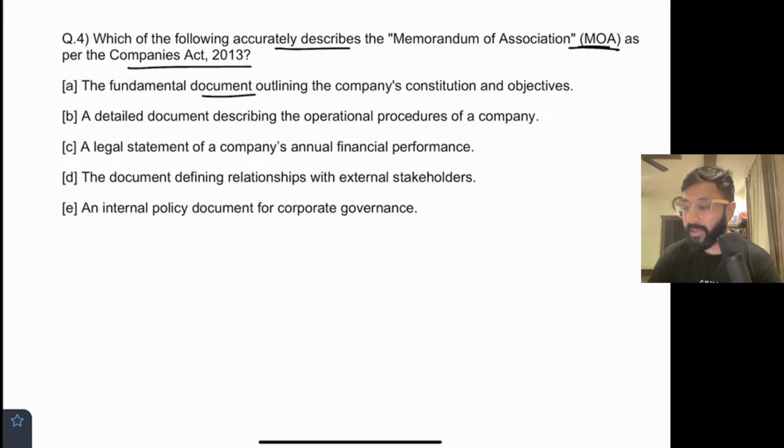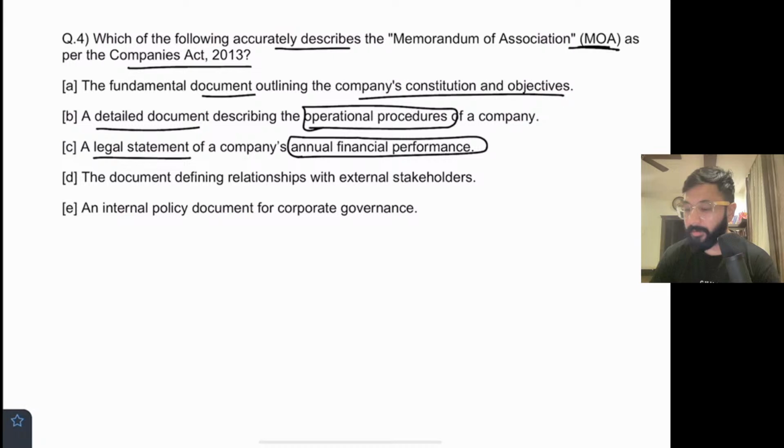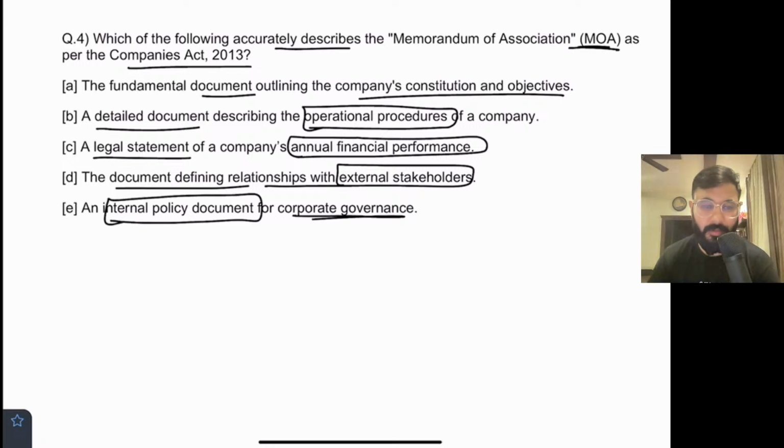Fundamental document outlining company's constitution and objectives. Detailed document describing the operational procedures of a company. Legal statement of a company's annual financial performance. Document defining relationships with external stakeholders. Internal policy document for corporate governance. Very simple question. We have discussed MOA in classes, and a lot of questions as well, on what MOA and AOA are. What are these documents?